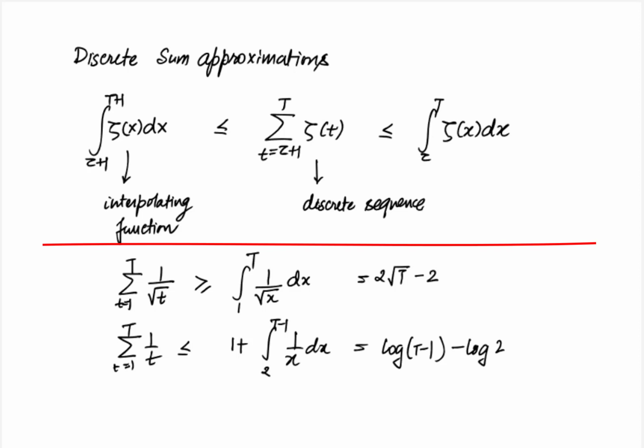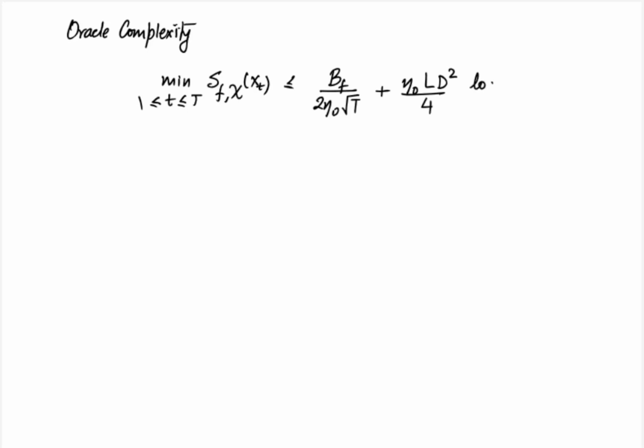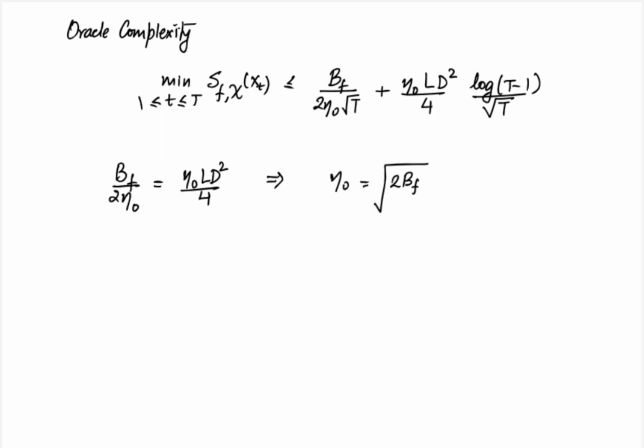plus 1. Finally, substituting these bounds and ignoring all the constant terms, we obtain that min over t of s of xt is less than or equal to bf by 2 eta naught square root t plus eta naught ld square by 4 log of t by square root t. It remains to choose eta naught. We can choose it so that the coefficients of the two terms are equal, that is bf by 2 eta naught equal to eta naught into ld square by 4. So eta naught will be equal to square root of 2bf by ld square.